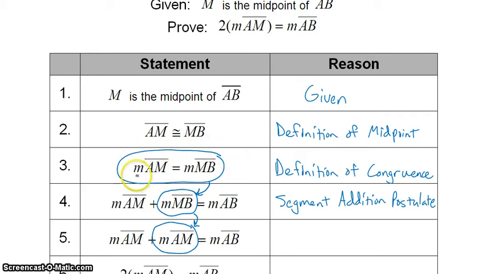When I make a statement in a proof, I can use that statement later in any other statement to make a new statement. If you look, I've taken statement 3, substituted into statement 4 to create statement 5. The reason that I can make that move? Substitution. And I'm going to put 3 into 4. I'm taking statement 3, plugging it into statement 4 to create statement 5.